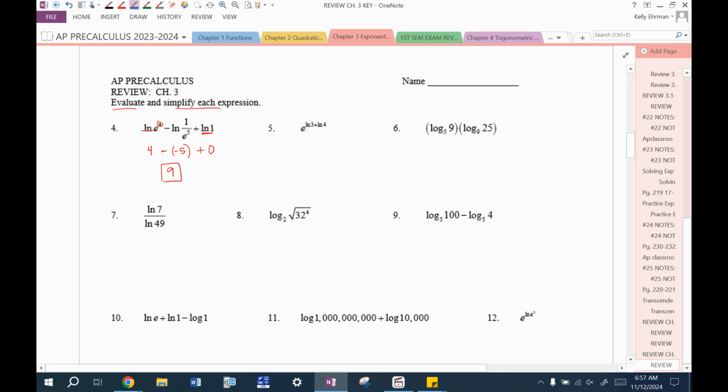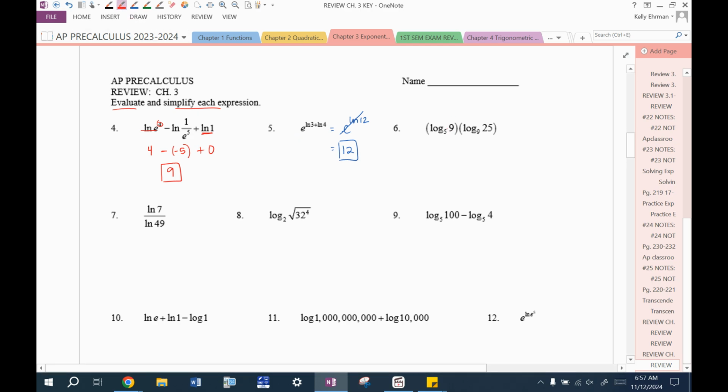For this next one, be careful with this canceling property here. This is not 3 plus 4. You have to condense first. So you have to make this e to the natural log of, to condense these two natural logs, you multiply their insides. So e to the natural log of 12, and then you can cancel, and the answer is 12. So it's illegal. It's not the right property to say cancel 3 plus 4.